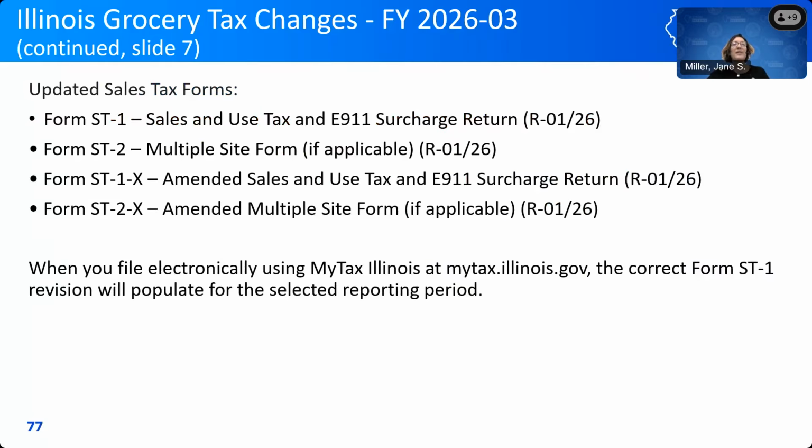The updated sales tax forms: we went over the ST1 before, but the ST1 and the ST2, which accompanies the ST1 for multiple sites, if you have different sites to claim the tax for, and then the amended returns, the ST1X and the ST2X, have added the lines we discussed at the beginning of my presentation. So when you electronically file using MyTax Illinois at mytax.illinois.gov, the corrected Form ST1 revision will populate for the selected reporting period.